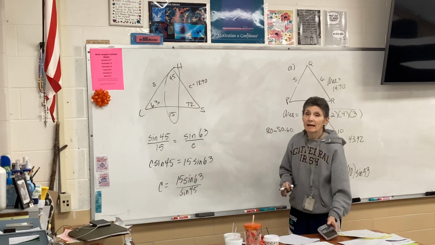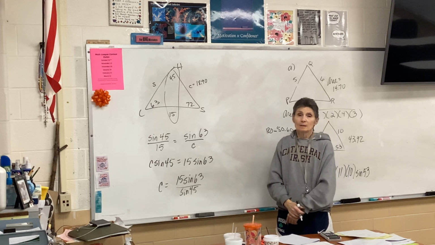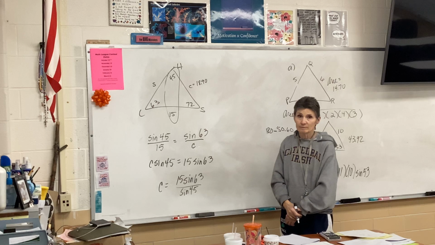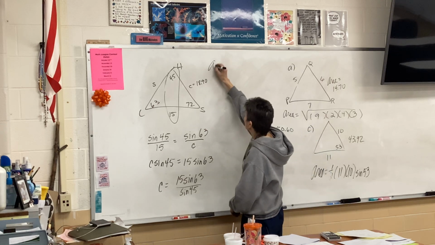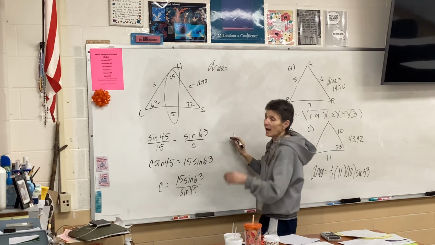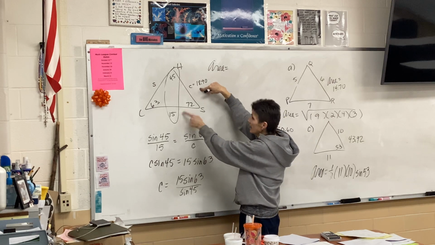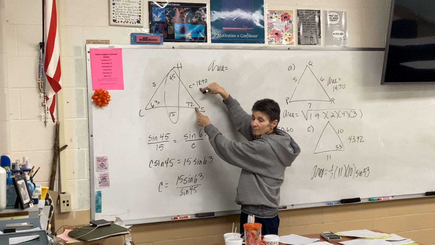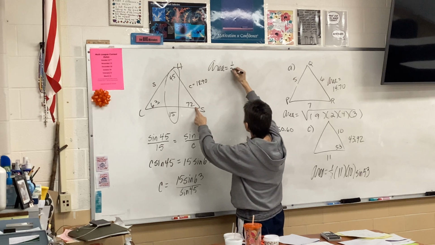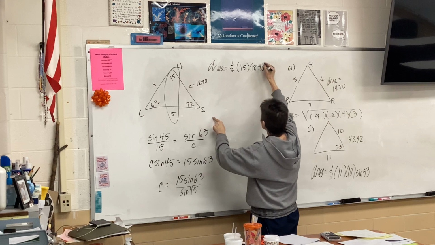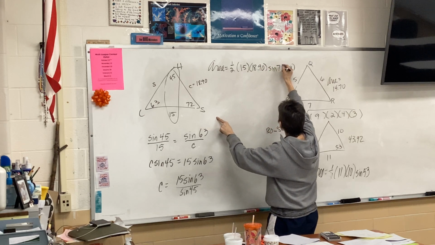Now, why did I do that? Because my objective is to find area. And to find area, I love to have two sides and the angle in between them. So 1/2, 15, 18.90 sine 72.